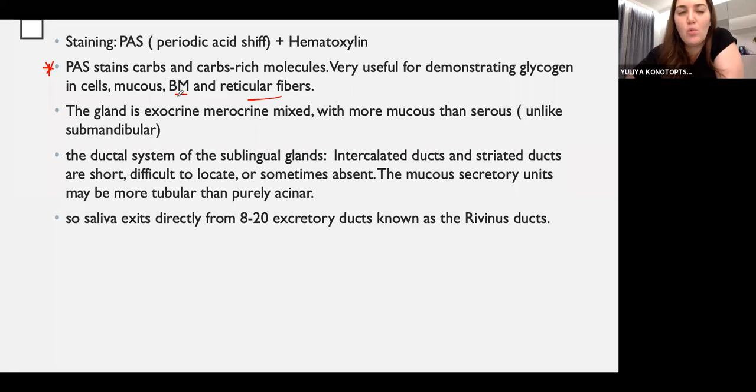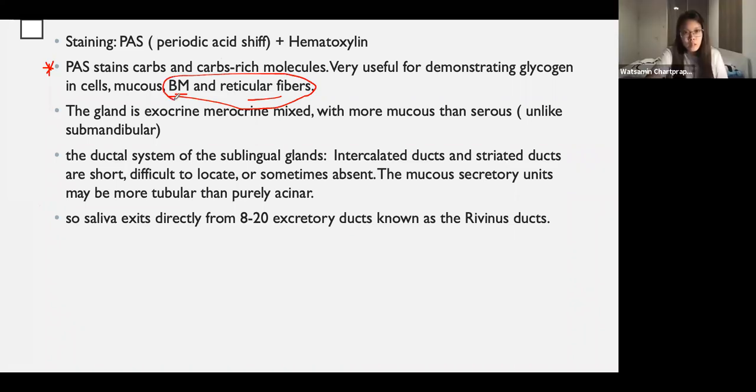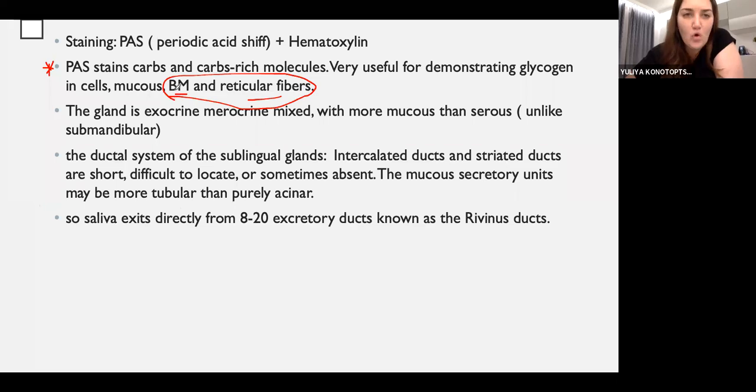Can you tell me why PAS would stain basement membrane and reticular fibers? They contain collagen, which is a glycoprotein. Perfect. Those two things contain collagens. Collagen is a glycoprotein, so the glyco part will be stained with PAS. So the sublingual salivary gland is exocrine, merocrine, mixed, but the ratio here is more towards mucus, right?